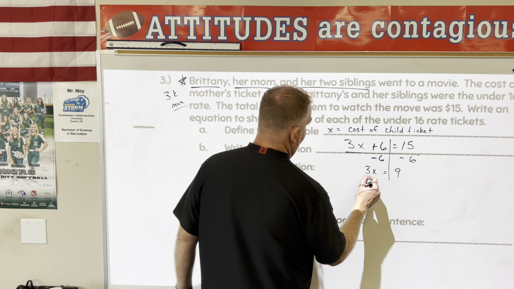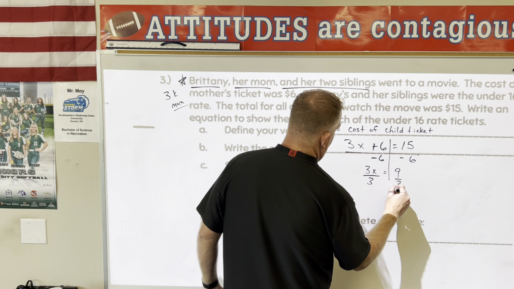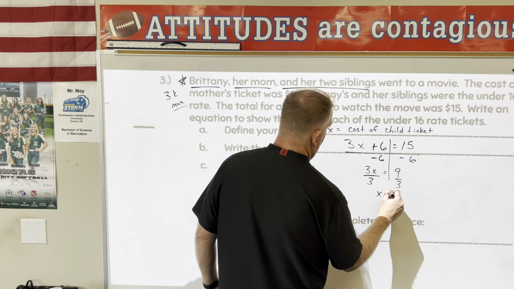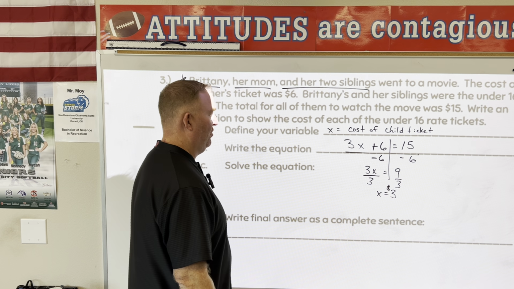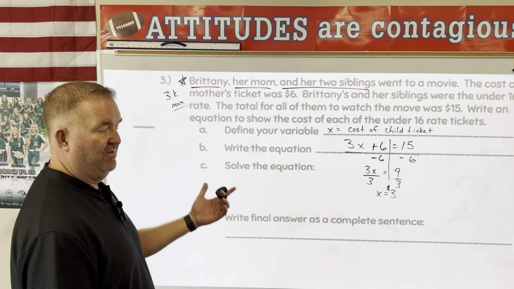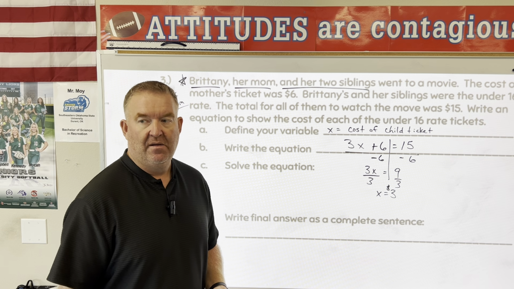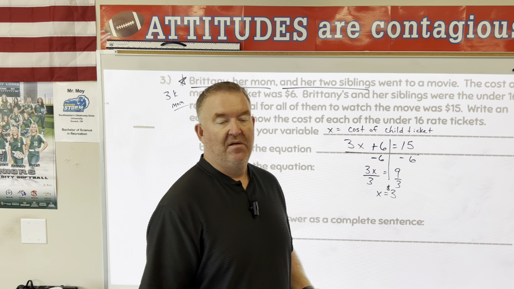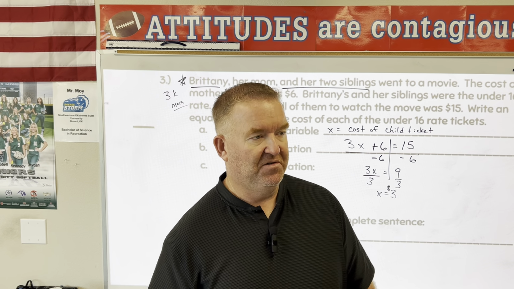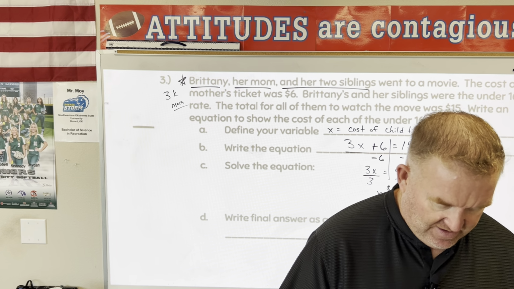Now what? We divide by 3. X equals what? $3. What does the x equal? 3. So what does that mean? The child tickets are $3 each. Please write that down at the bottom. I was going to stop there.